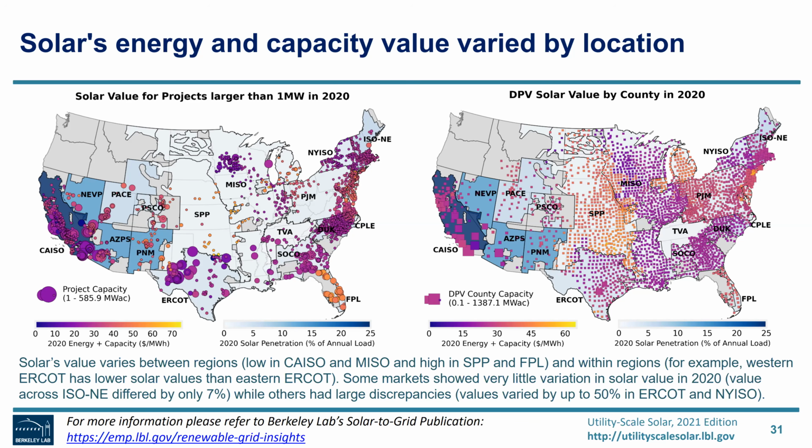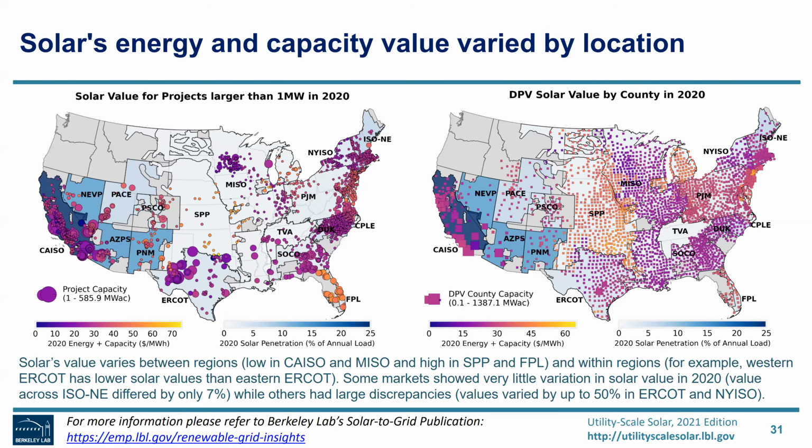There it is. Here we show the variation in solar value from utility scale plants on the left and from distributed solar on the right for the year 2020. The color of the bubbles or squares indicate the combined energy and capacity value, while the size of the marker indicates the capacity size of a given project. You can see how values vary between regions. For example, they're rather low in CAISO and MISO, but high in the center of the country in SPP or in FPL in Florida. But they also vary within regions.